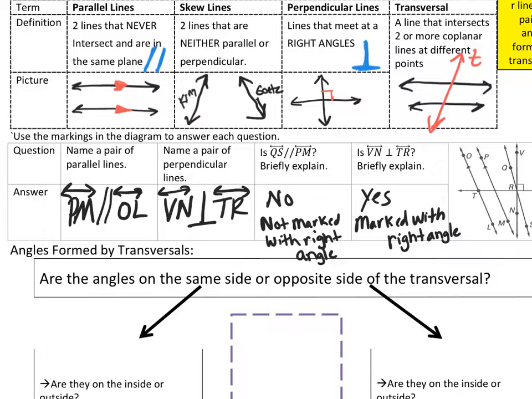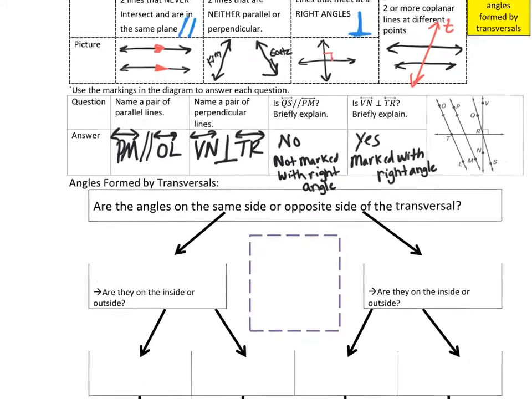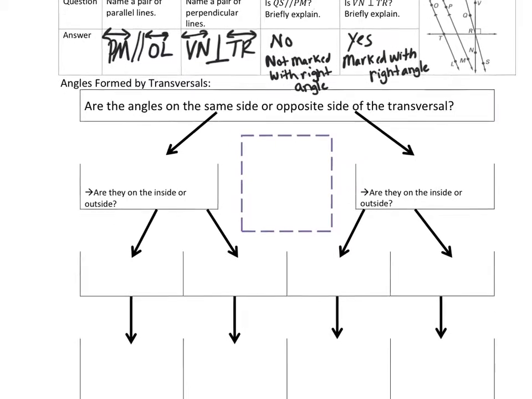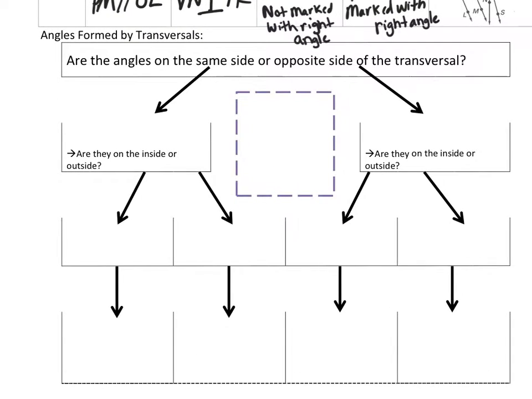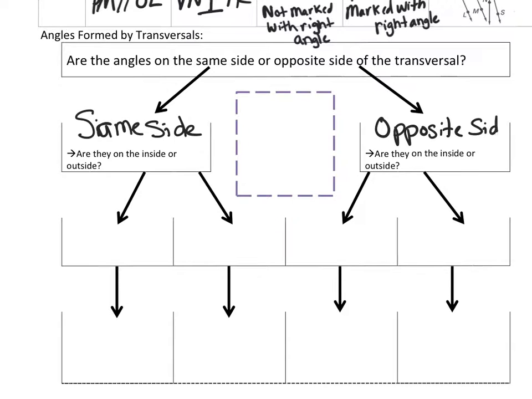So now we come to different types of angles that are formed by a transversal. All right, so we're going to go through this chart real quick, and then on the back side is where we're really going to see what is going on here. So the first part of our chart, I'd like you guys to write same side. And then I'd like you to write opposite side on the other. So just fill in this chart as I am, and we'll talk about what it means after we get it filled out. So the next question, it says, are they on the inside or outside? So we'll label this side inside, and then this one outside, and then the same for the opposite ones.